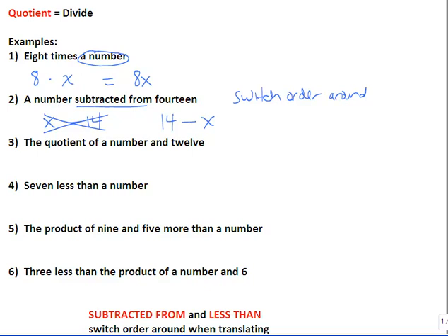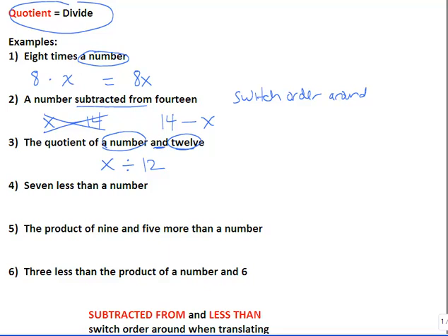Okay? Example 3. The quotient of a number and 12. Now quotient is one of those key words that we just talked about. It means to divide. So we want to divide a number and 12. And here we are going to go left to right. So it says a number first, so that's my x, and is going to be exactly where that division goes, and 12 comes second. So one way to write this would be x divided by 12.